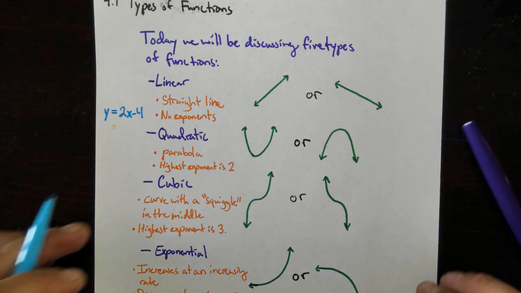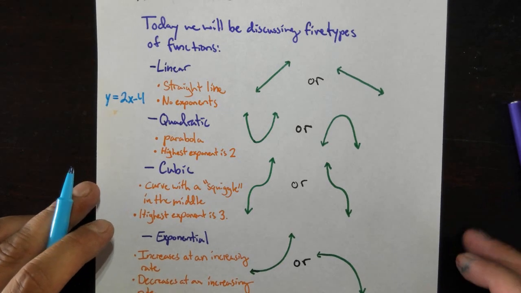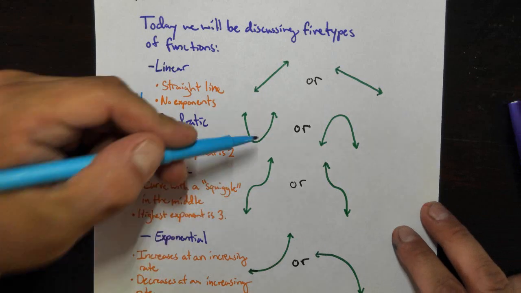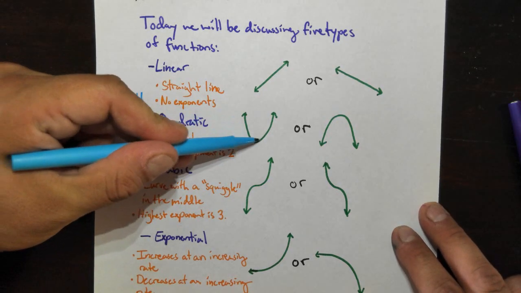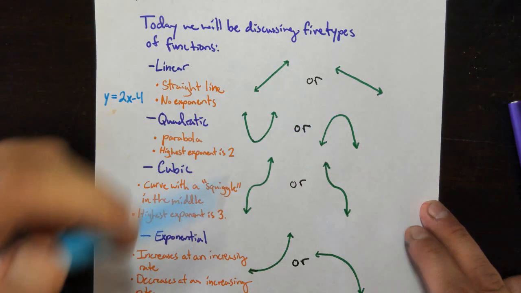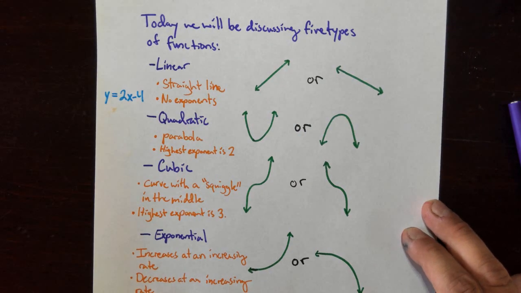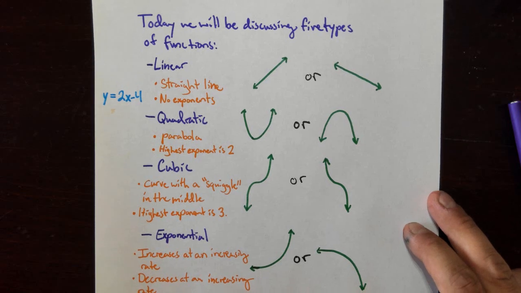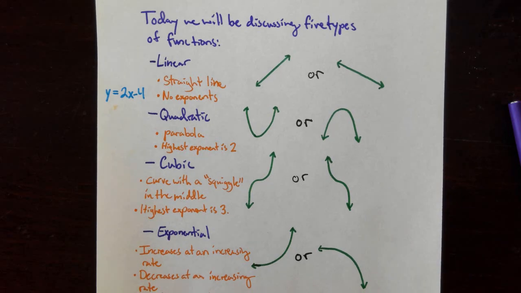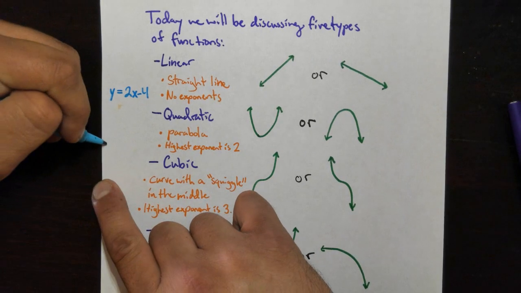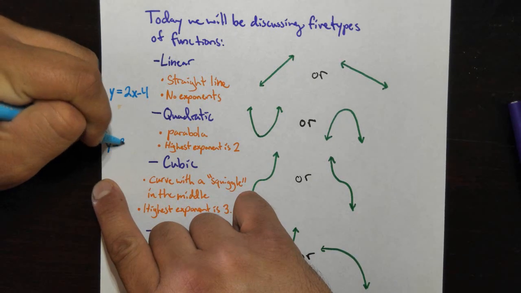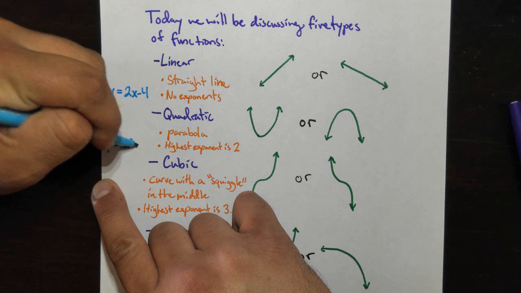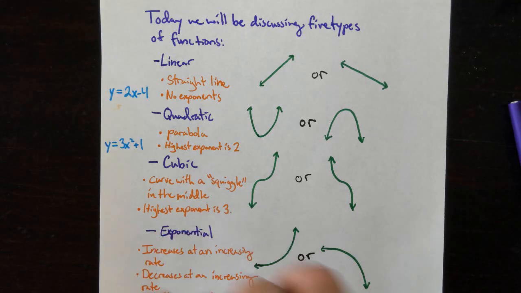Quadratic functions, they create parabolas when we graph them. And those are these U shapes. They either open up or they can open down. But both of them are parabolas. And the highest exponent in a quadratic function is 2. Or you could think, we learned about this last quarter, the highest degree, or the degree of the function is 2. So an example of this would be something like y equals 3x squared plus 1.